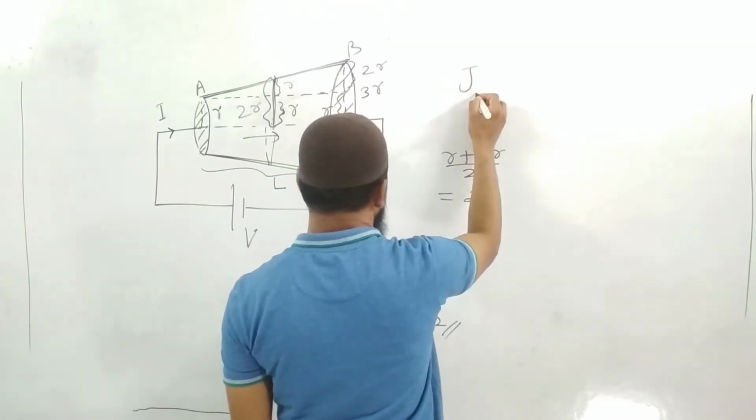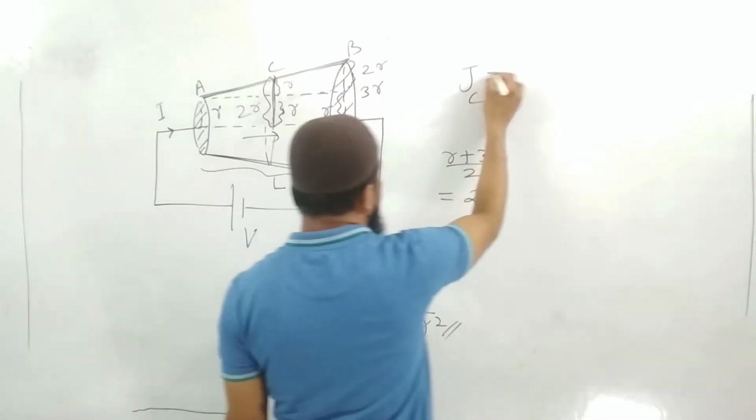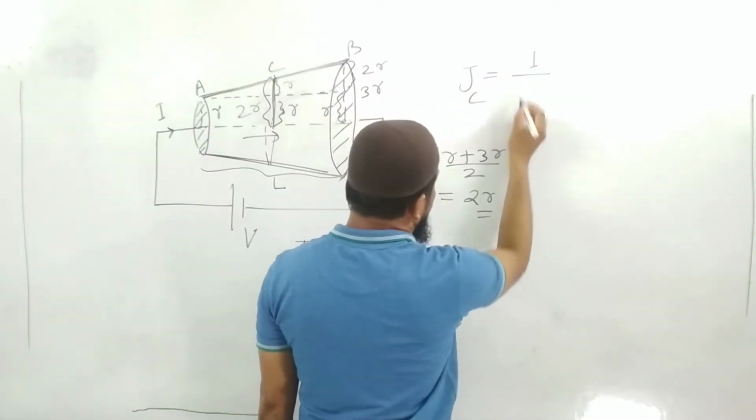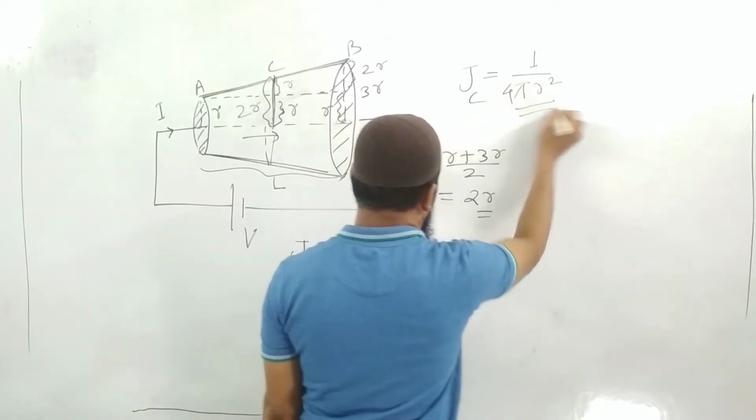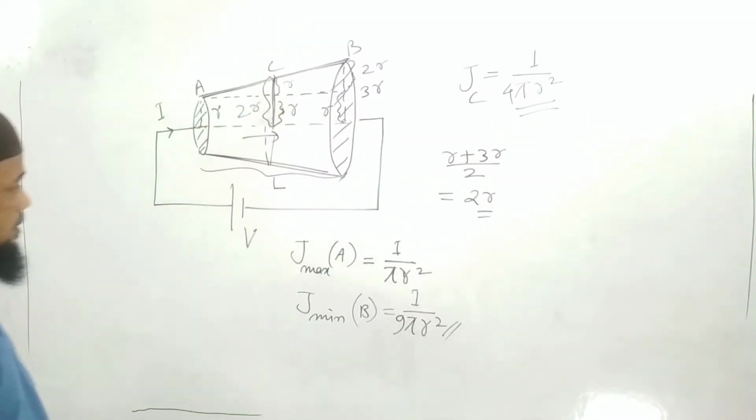So how much will be the current density at the point C? Let me call this point C. C will become how much? Current divided by area, pi times twice r whole square. That is 4 pi r square. This is how we can find current density.